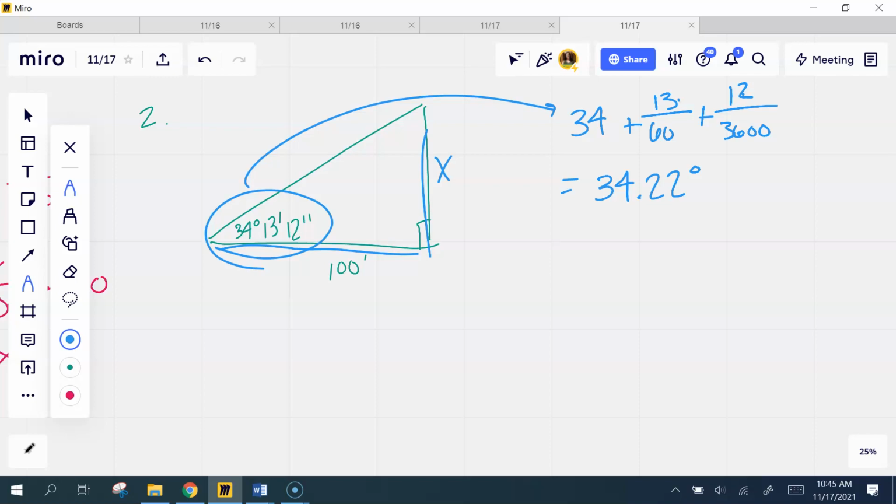So, SOH-CAH-TOA, right? So the tangent, I'm going to change this from the DMS to the 34.22 because I'm going to need to use my calculator. It's going to equal x over 100, multiply both sides by 100. Yes. It's a decimal, but yes, you put it in there.